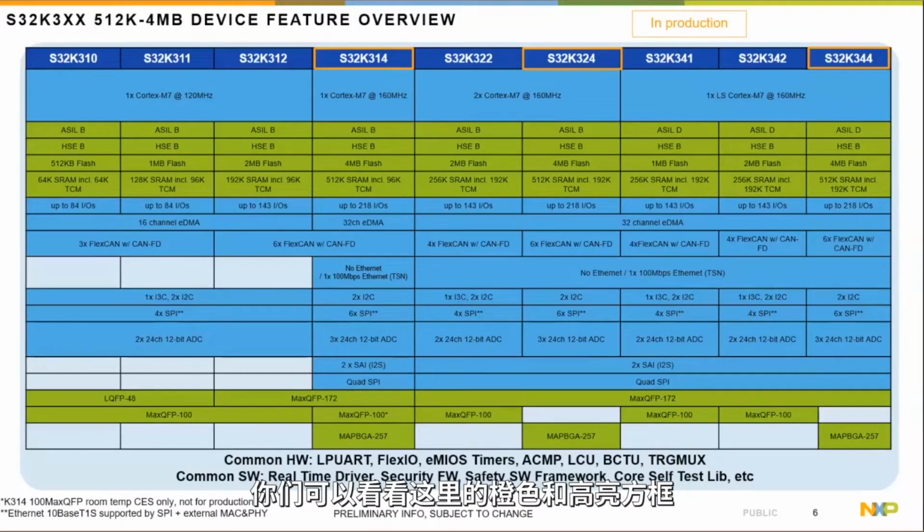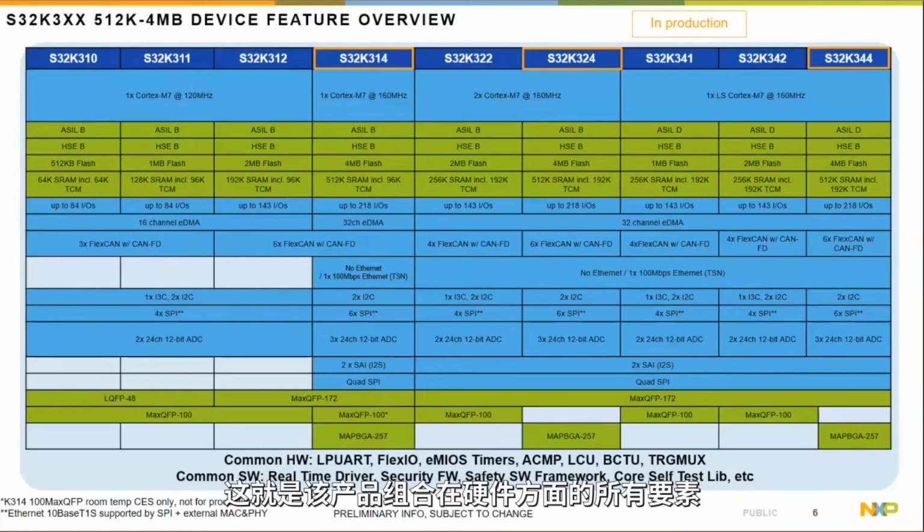So as you can see there from the orange highlighted boxes, in production today are the K314 single core, K324 dual core decoupled, and K344 lockstep core versions of the families within the portfolio. Specifically, those are offered in two packages, the 172 Max QFP and a 257 pin MAP BGA. The MAP BGA package has qualified now, and the Max QFP package will qualify in April 2022, but both packages are sampling today and available to order.